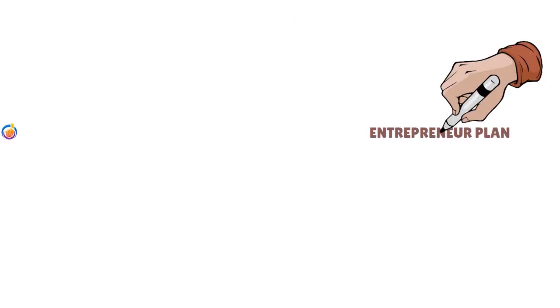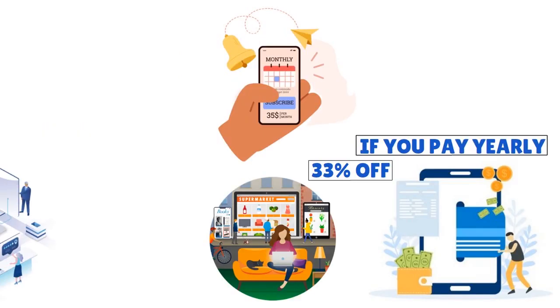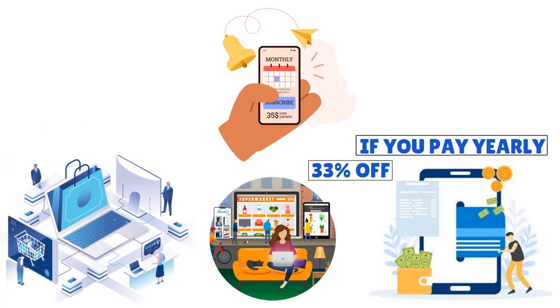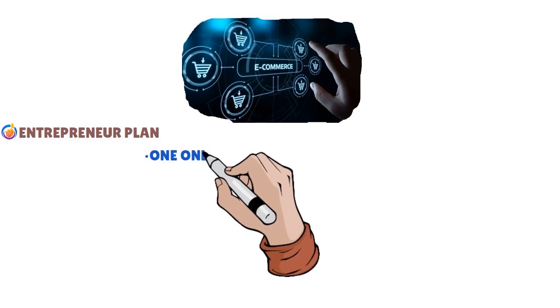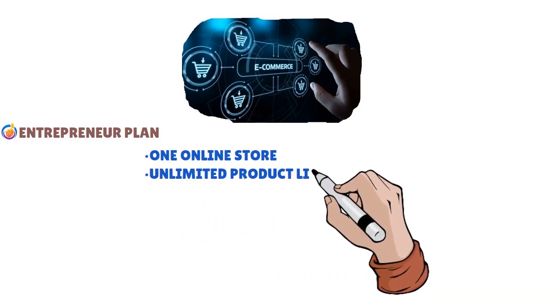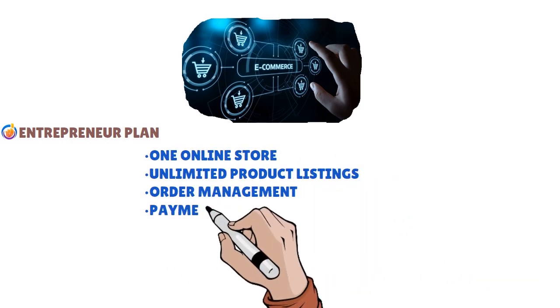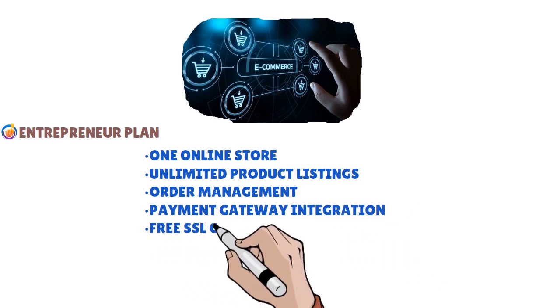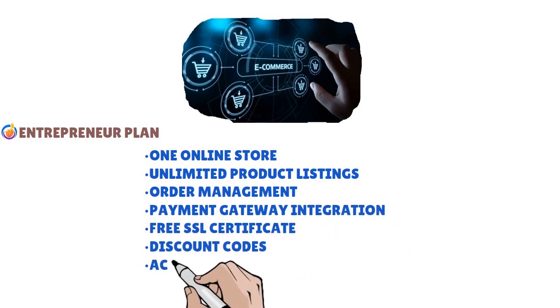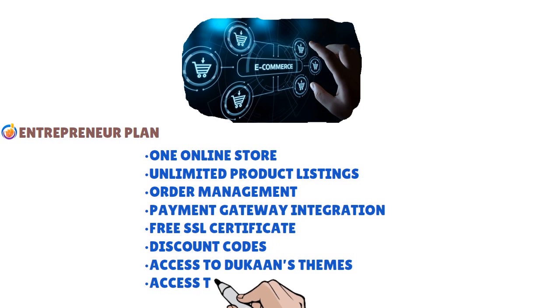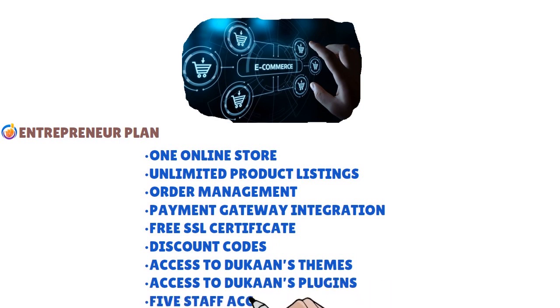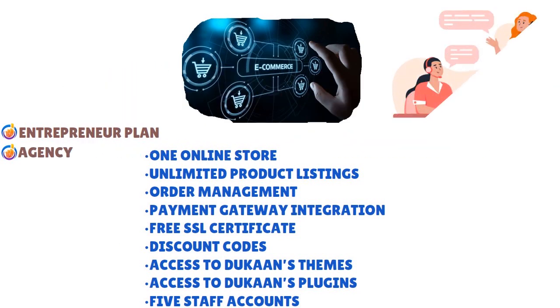So with the entrepreneur plan, you get complete e-commerce capabilities in one place. You can build an online storefront with unlimited products and room to grow. And so you have one online store, unlimited product listings, order management, payment gateway integration, free SSL certificate, discount codes, access to Dukaan's themes, access to Dukaan's plugins, and you have 5 staff accounts.